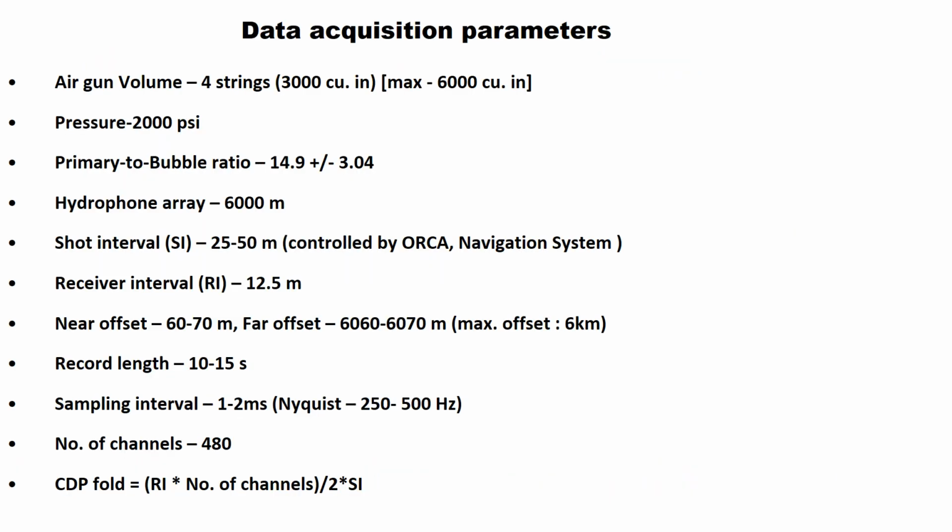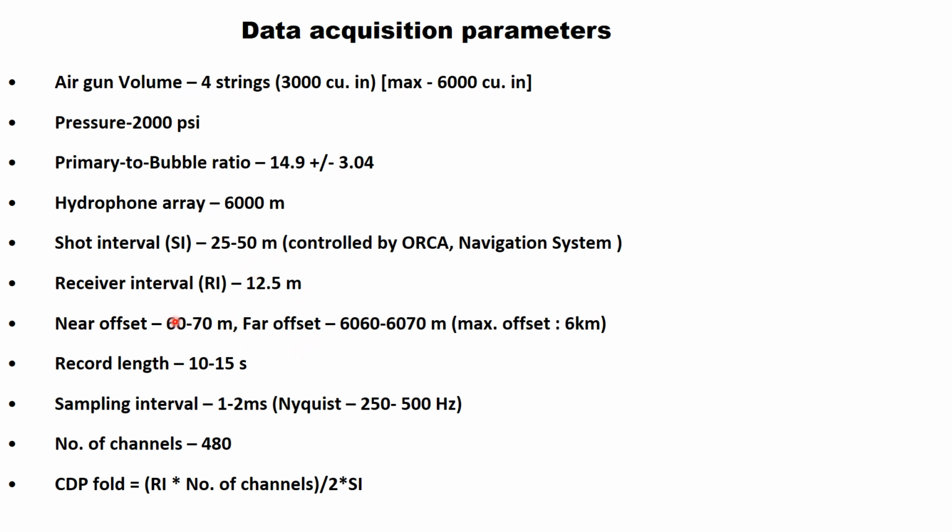So what do we generally use as data acquisition parameters onboard our ship? The air gun volume is 4 strings with 3000 cubic inches, and the maximum is 6000. Pressure is 2000 psi. Primary to bubble ratio is 14.9 divided by 3. The hydrophone array is 6 kilometers long, or 6000 meters. Generally a 25 to 50 meter shot interval is used, which is controlled by Orca, and it is also the navigation system. The receiver interval, what the receivers use to receive the energy, is 12.5 meters.